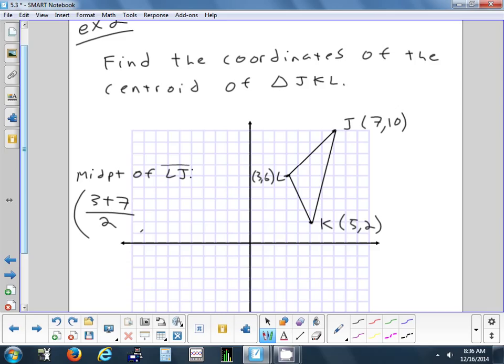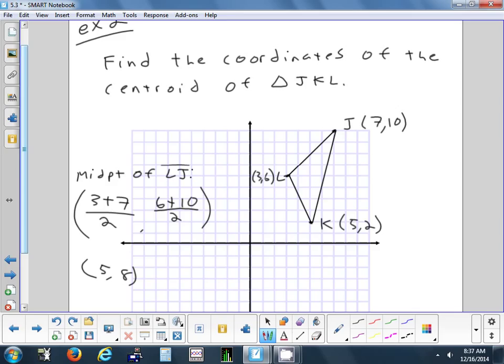Find the midpoint? If you have to find the midpoint between 2 points, you're just averaging your x's and averaging your y's. Right? Who can give me the y value? Just the formula for how I'd find the midpoint of the y's. Nathan? It'd be 6 plus 10 over 2. Yep, 6 plus 10 over 2. So the midpoint of LJ, 3 plus 7 is 10, over 2 is 5. 6 plus 10 is 16, divided by 2 is 8. So that's the midpoint.